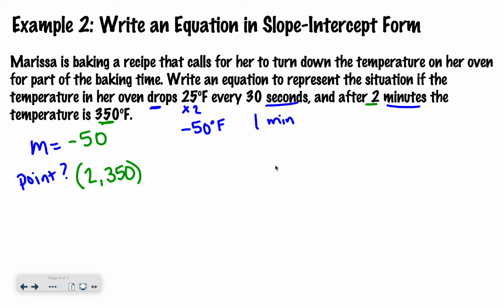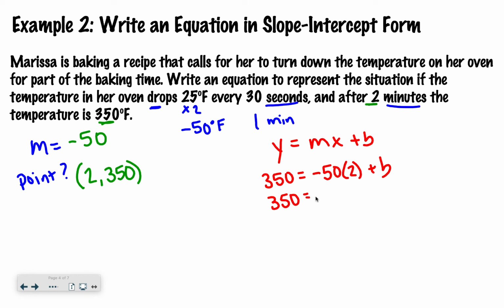All right, so now I have my slope and I have a point, so I can plug those in to my y equals mx plus b. So my y value is 350, my slope is negative 50, my x is 2, and then I have plus b. So 350 equals negative 100 plus b, and I would add 100 to both sides. So this would become 450 equals b. And my equation would be y equals negative 50x plus 450.